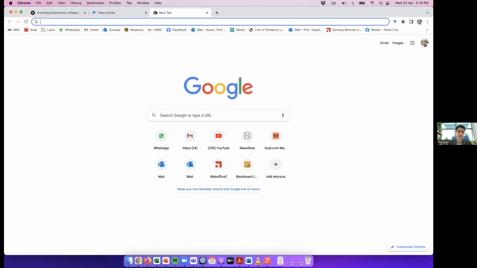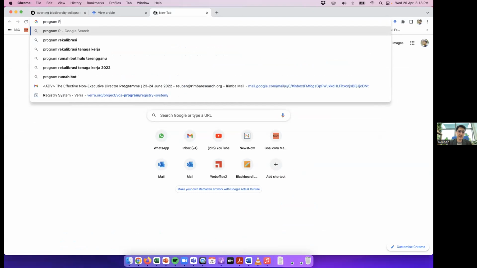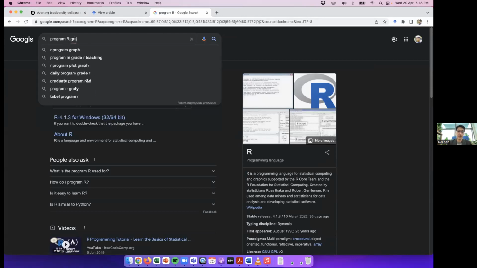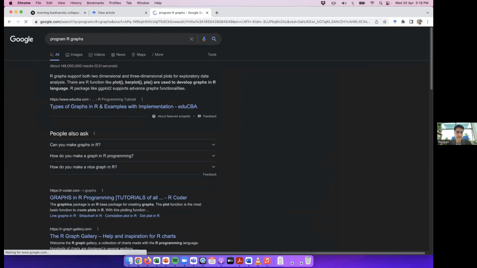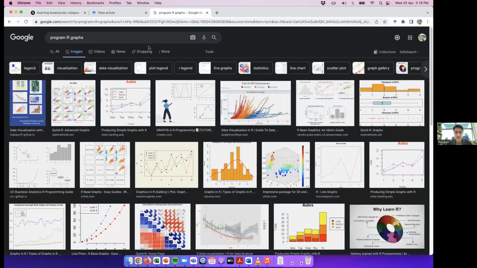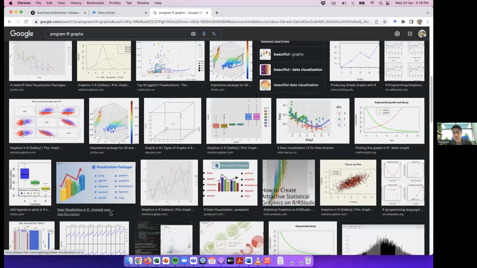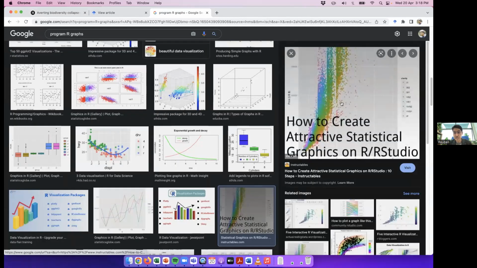A very common program we use is called Program R. If you're not familiar, this is a free statistical software that we use to not just do analysis, but to create graphs. Program R can create all these wonderful looking, colorful graphs that SPSS or Excel usually cannot do.